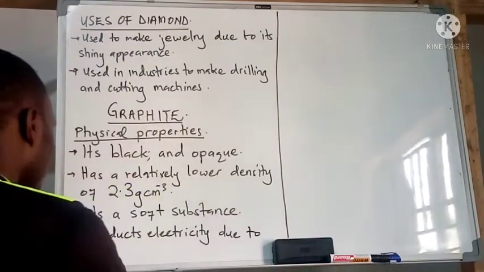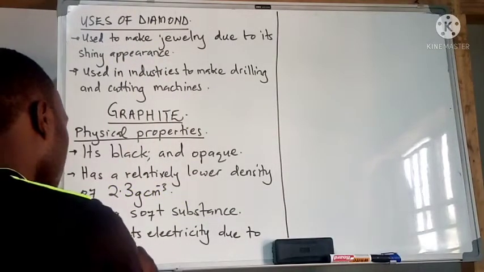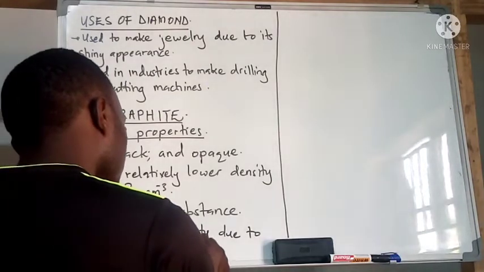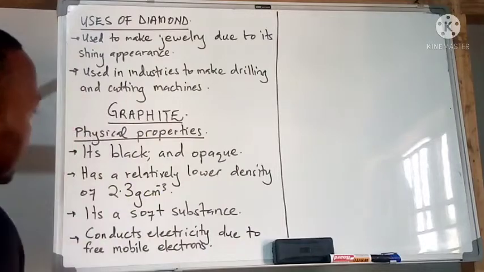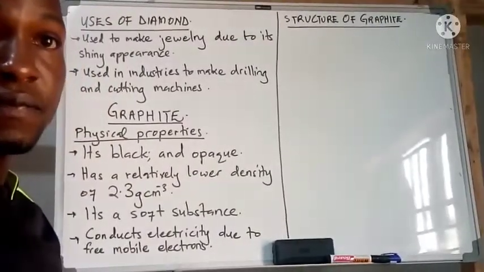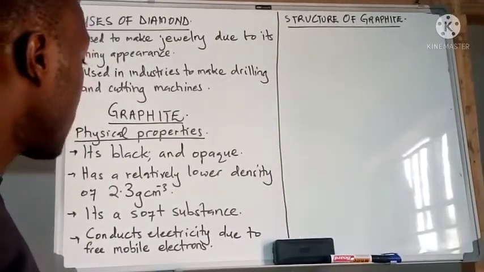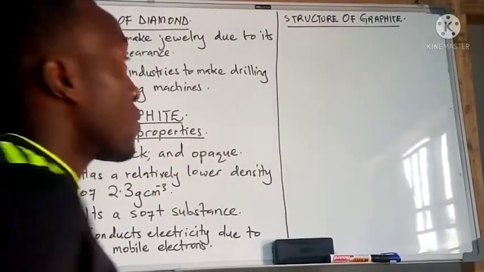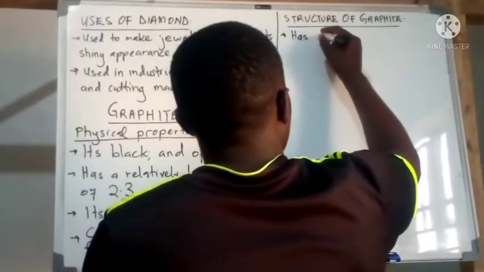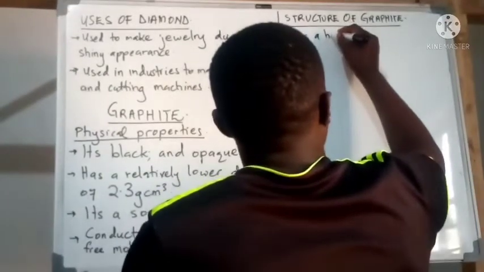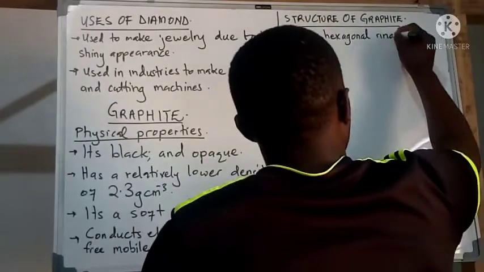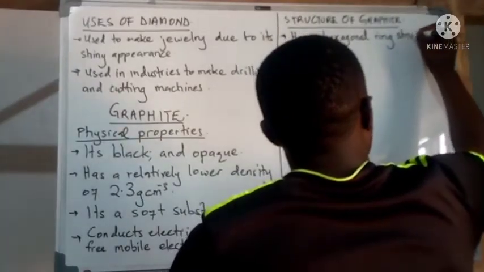Due to free mobile electrons. When it comes to the structure of graphite, we are going to see to it that graphite has a hexagonal ring structure.